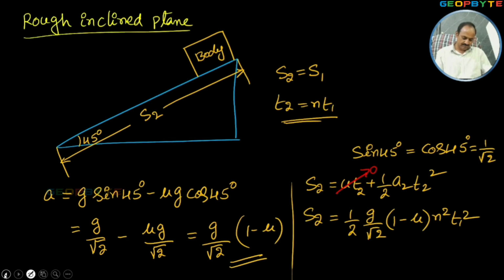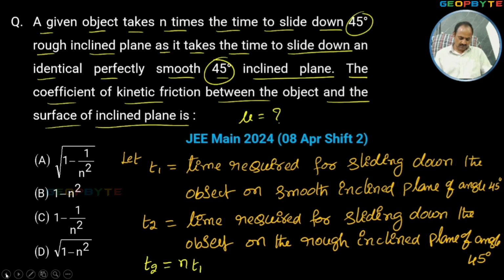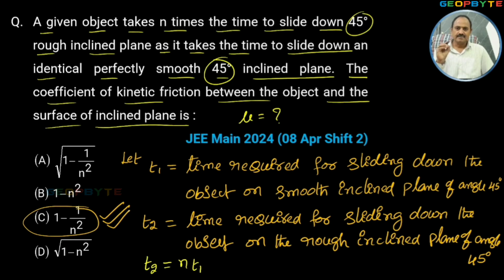Now look at the options. Look at option C. Option C itself is absolutely correct. Understood clearly? Yes. Similarly, let us take another important problem.